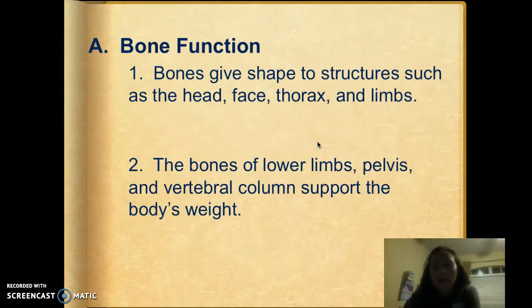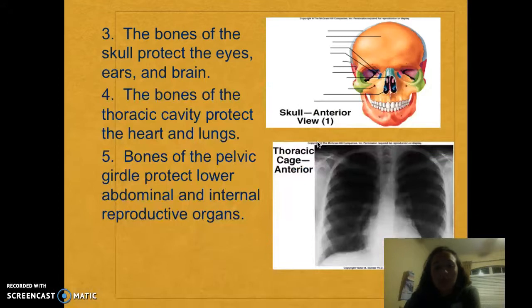Bones give shape to your body. That's the function of it. You have lower limbs and you have the vertebral column, and they're supposed to support your weight. The bones of the skull protect your eyes, the bones of the thoracic cavity. So pretty much your bones are there to protect something inside. So either they're protecting your brain, your heart and lungs, or your abdominal and reproductive organs.